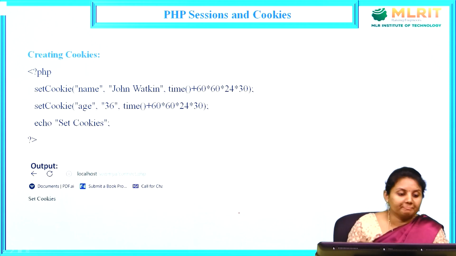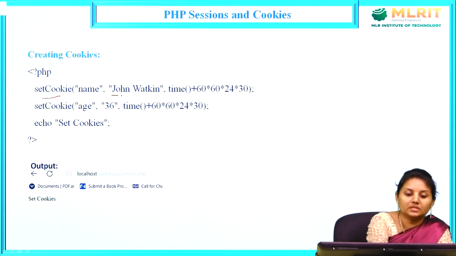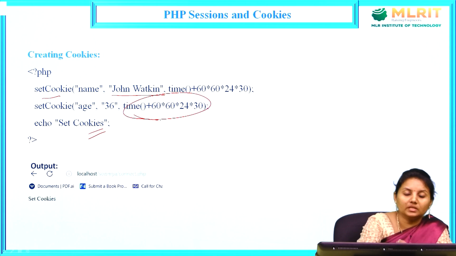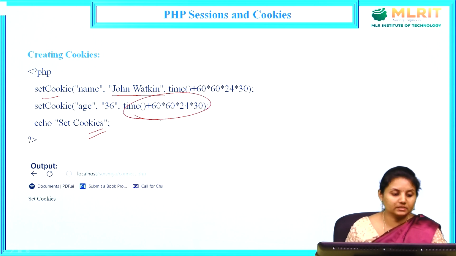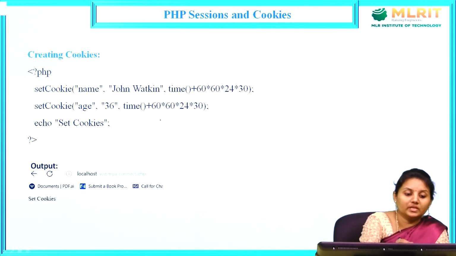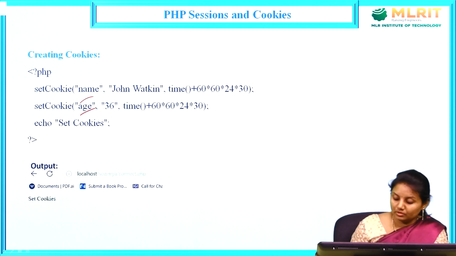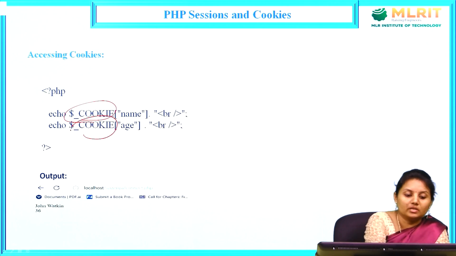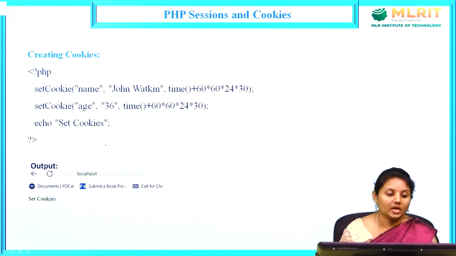How to create a cookie? Use setcookie with the parameters. Your cookie is set for this particular time period, and after that it will expire. How to extract the cookie? For that we use $_COOKIE. Whatever you have created here, name and age, can be extracted using $_COOKIE. Very simple and short.